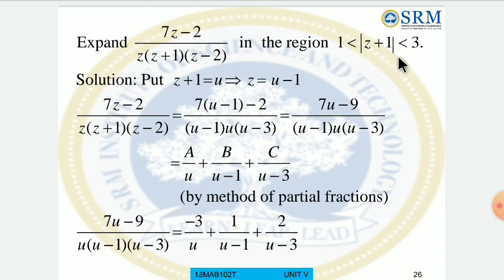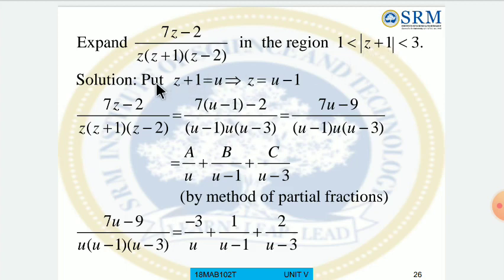Now from the region we get some idea. Let us see the reason. Here mod z plus 1 represents a circle whose center is minus 1, and it lies between two circles with radius 1 and 3. So it is outside the smaller circle with radius 1 and inside the bigger circle with radius 3, but the center is minus 1. So it means that we can expand this in powers of z plus 1. That is the idea, in powers of z plus 1.